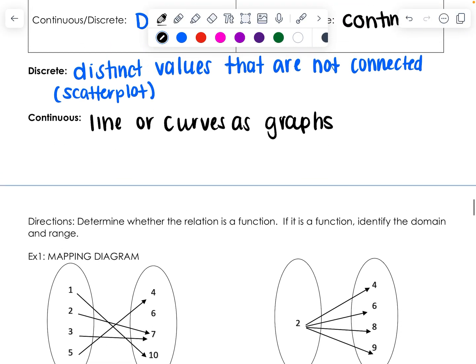So what we are doing next is we are determining if the function is a relation, and if it is, we are going to identify the domain and range. I'm actually going to have us identify the domain and range for all of them just so we can get some practice.